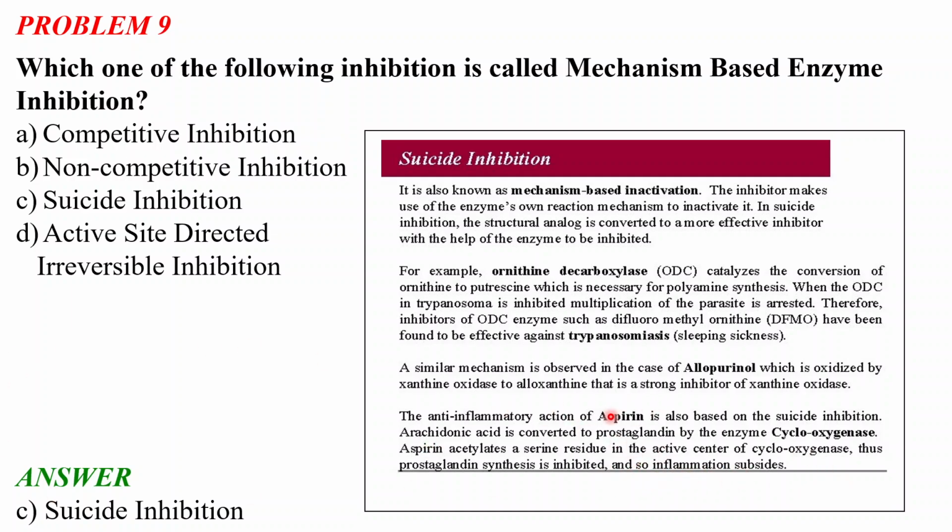Okay. So basically, the suicide inhibitors use the enzyme's own mechanism to inactivate it. That is why it is called suicide, because it is the enzyme itself, its mechanism, that is killing its action. That is why it is called suicide inhibition.